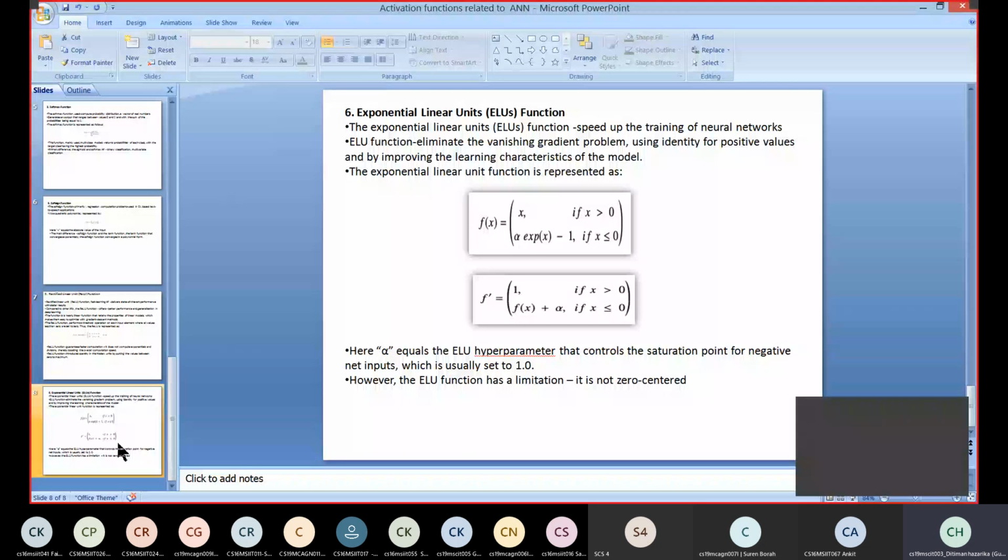However, ELU has a limitation, that is, it is not a zero-centered function.